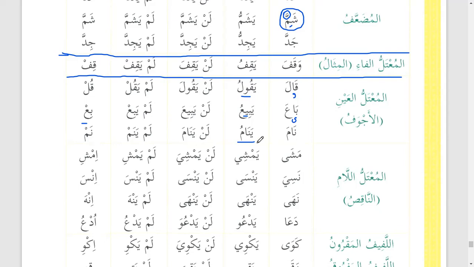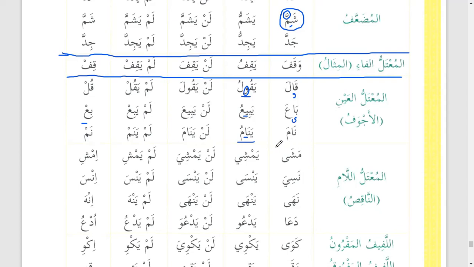Can you please repeat it once again, Ustad? I'm not clear with this. Yeah, from nasara yansuru we will see waw over here, yaqulu, waw over here. However, in nama yanamu, samia yasma'u, we will not see waw over there. We don't see waw over there, okay? So any mudari form which has alif in it, we have to replace it with waw, because we should know that this is samia yasma'u.